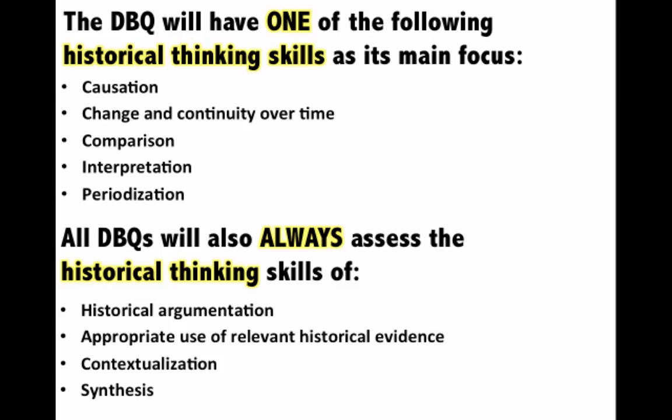Now, all DBQs are always going to assess the historical thinking skills you see right there at the bottom. You're going to have historical argumentation. How do you use evidence to create an argument? You're going to have to demonstrate your ability to appropriately use relevant historical information. So, what is information to advance your argument? You're going to need to do that.